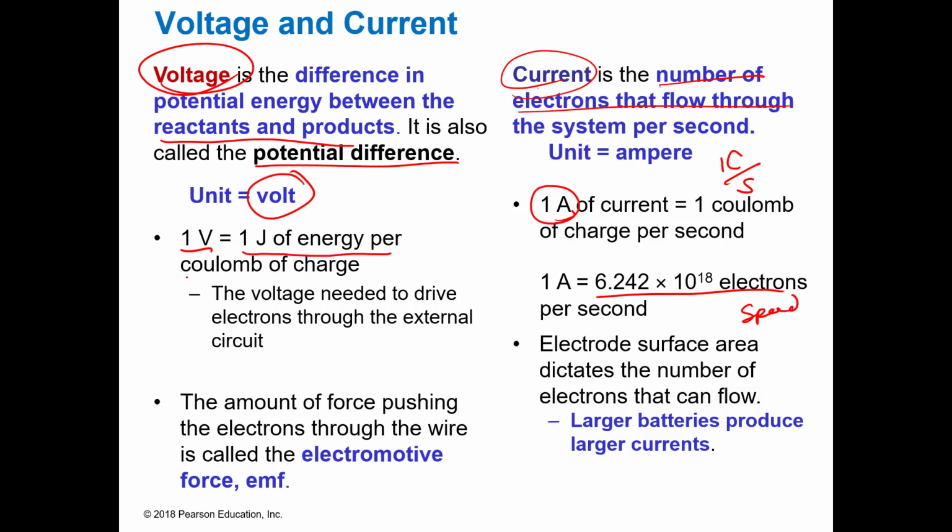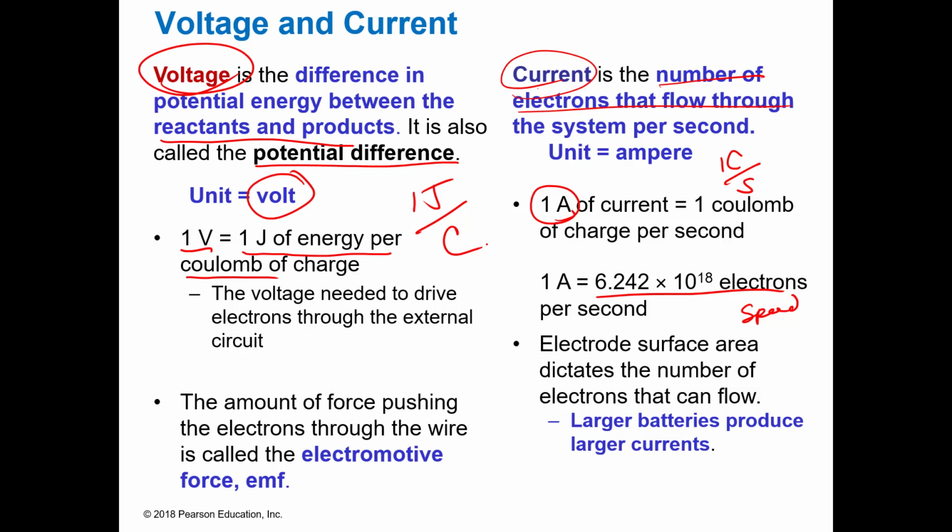joule per coulomb. Okay, so 1 joule per coulomb, and you've got to have enough voltage to drive the electrons through that external circuit if you're going to be able to scavenge any of the work from it, any of the actual energy that you can use from it.